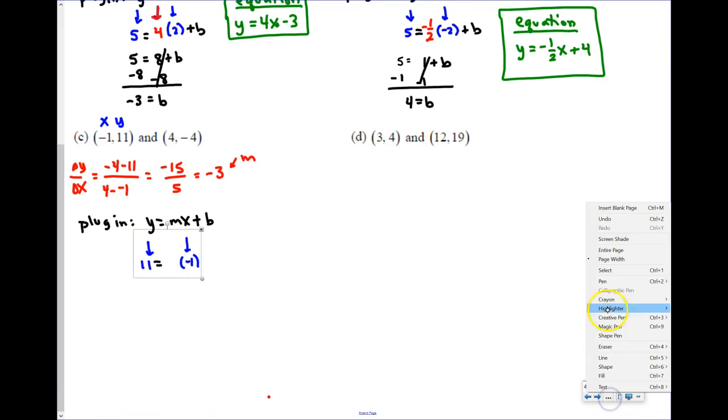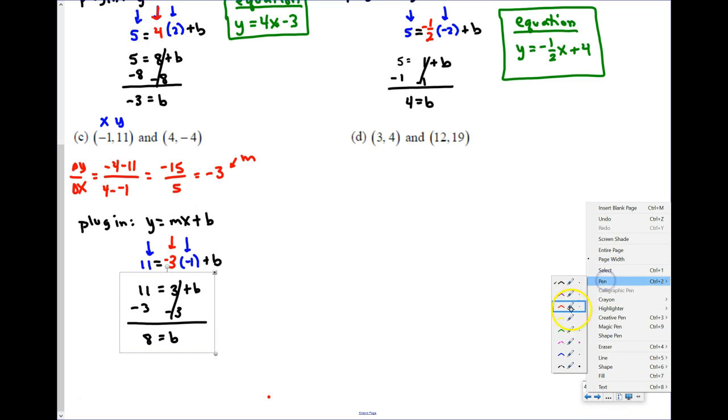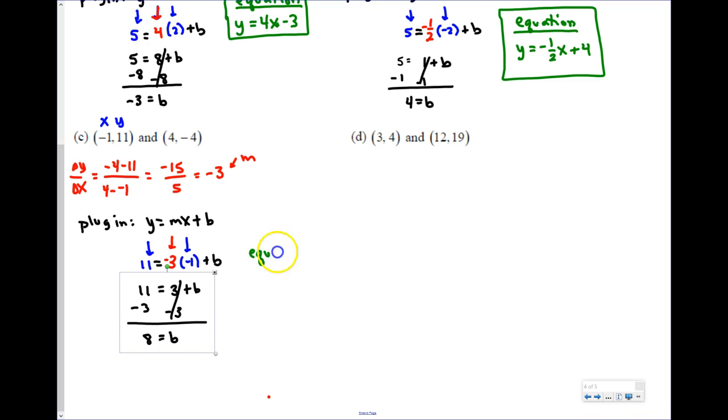All right, let's come back. I got to plug in my slope, so I have a -3 here for my m, and then I just carry down my plus b because that's what I need to figure out. Now I can solve. 11 equals -3 times -1 becomes a +3 plus b. Subtract the 3 on both sides. They cancel out. 11 minus 3 is 8, and I get 8 as my y-intercept or my b. And now I can plug everything in and get my equation. So my equation is going to be y equals m, which is -3, x plus 8, which is my b.